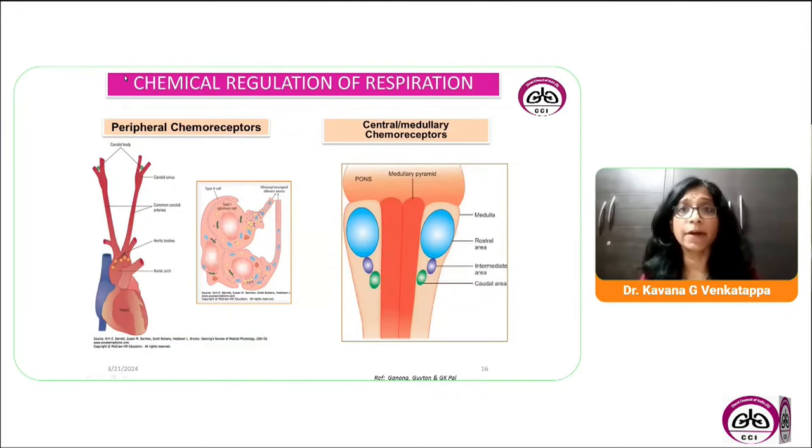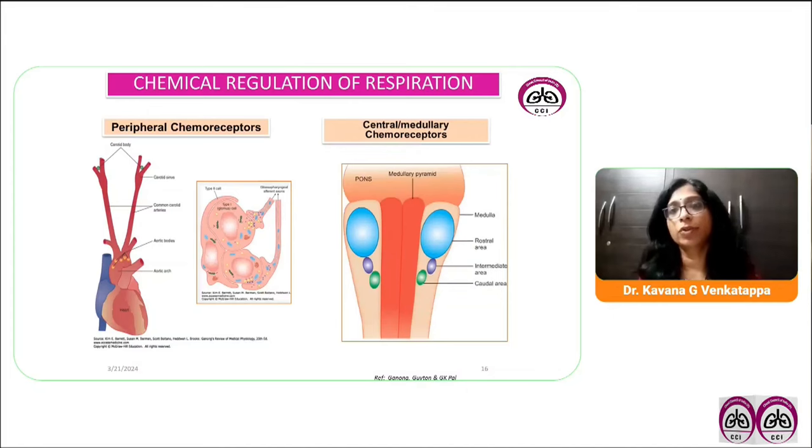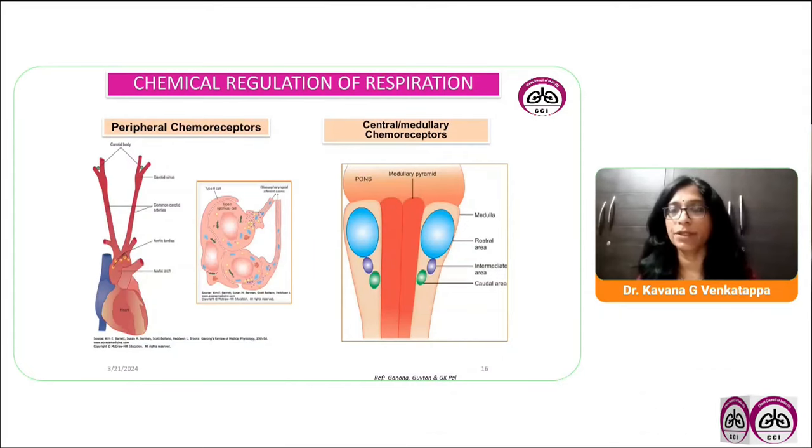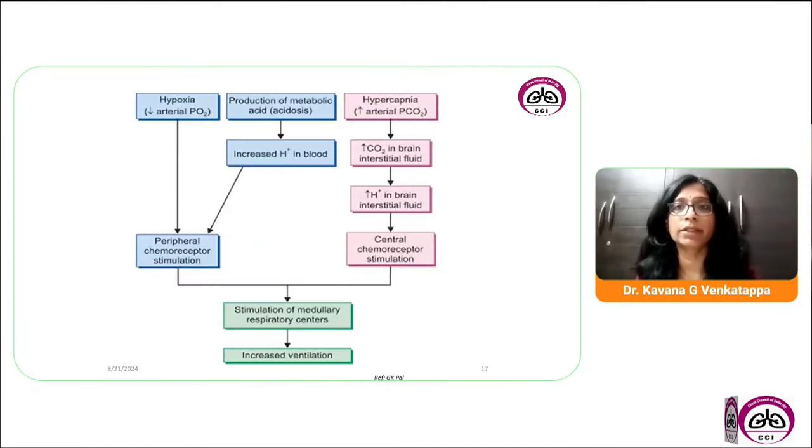You can see over here the carotid bodies, which are located just at the bifurcation of the common carotid into the external and internal carotid arteries. And the aortic bodies are present; you can see the dots over the aortic arch. Carotid and aortic bodies have a very high blood flow, that is 2000 ml per 100 gram of tissue per minute, and are made up of glomus cells, which have been highlighted by the side of these bodies. In the other part of the image, you can see the central medullary chemoreceptors, which lie over the lateral surface of the medulla, highlighted in different colors.